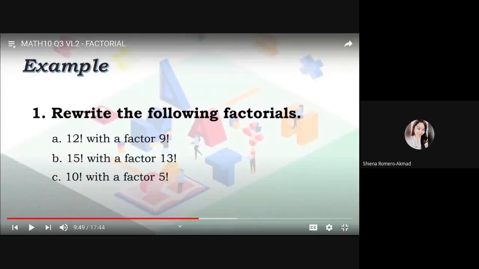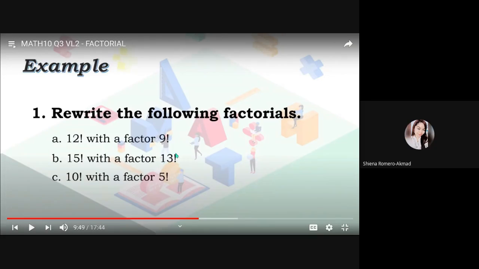Yes, sinong gusto magsagot? Ayaw nyo, tatawag na lang ako. Sige. David. Ma'am. David? Ay, sige. Bigay mo sa akin yung factors na ito.